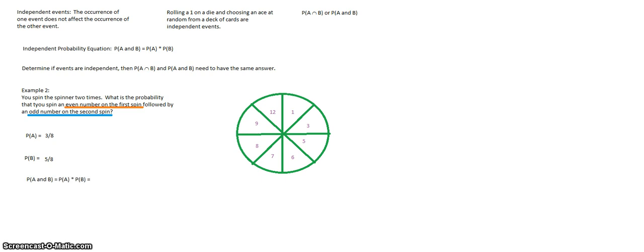Now, to find the overall independent probability, we take our event A times our event B. So we take 3 over 8 times 5 over 8, and we get 15 over 64. If I were to convert that into a percentage, it's about 23%. So what that tells us is that 23% of the time, the first spin will be an even number and the second spin will be an odd number.